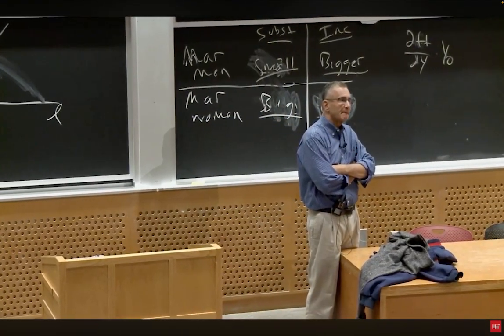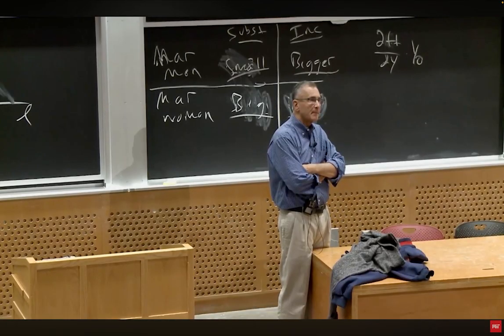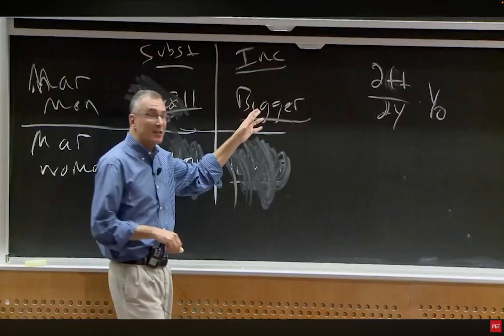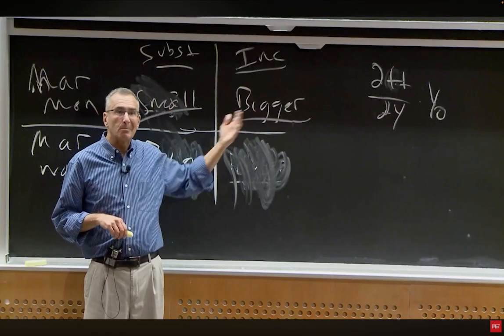Why isn't the income effect for men kind of small? Because they're going to work. It might be small. That's why it's saying it's uncertain. It's bigger, but still probably small. Okay?